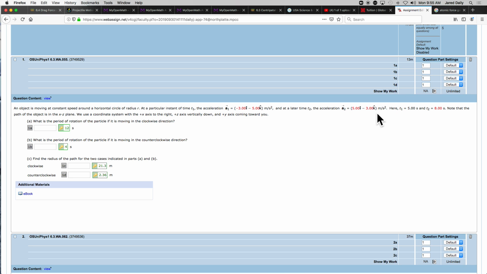So you're trying your question on this one again. Well, the second part is confusing. Part C, I guess. Okay. Part C. So the object is moving at a constant speed around a horizontal circuit. At time 1, you have acceleration a1 equals -3i, -5k. So -3i.